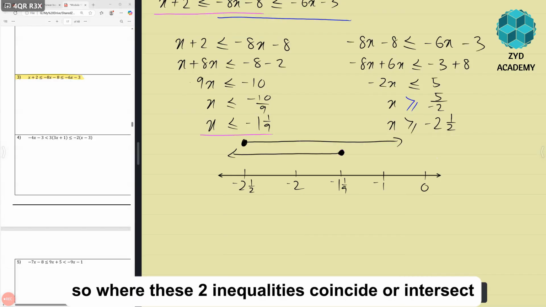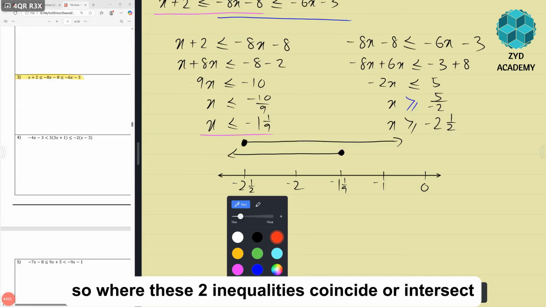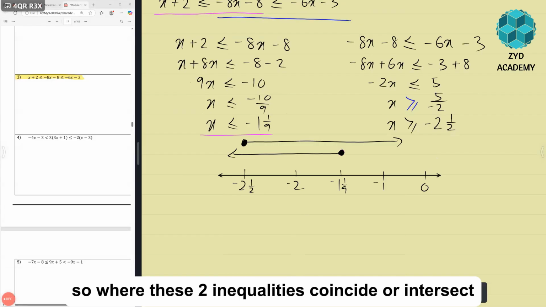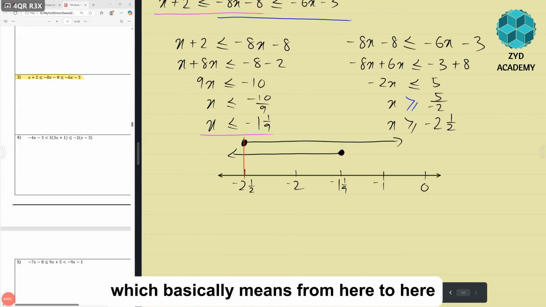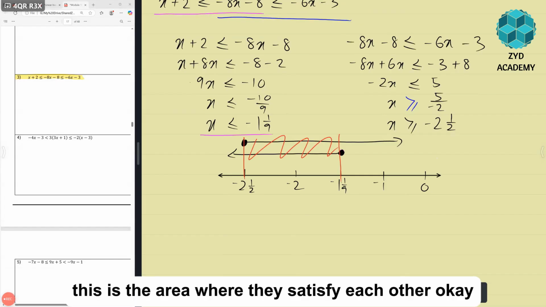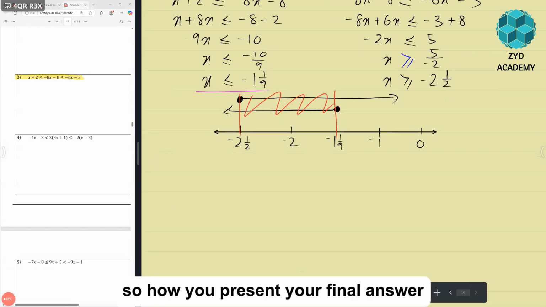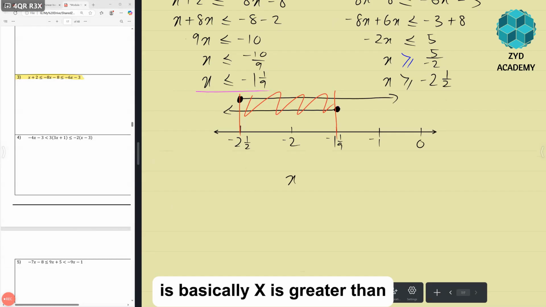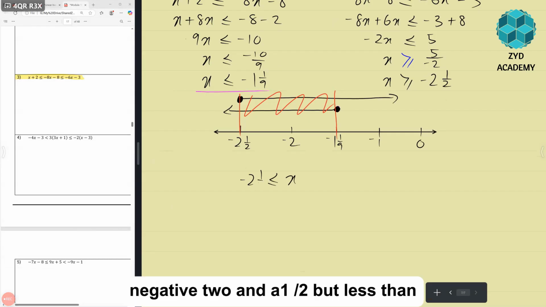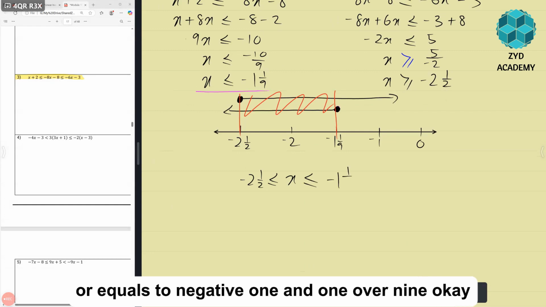Where these two inequalities coincide or intersect, that is our solution, which basically means from here to here. This is the area where they satisfy each other. How you present your final answer is basically x is greater than or equal to -2.5, but less than or equal to -1 1/9.